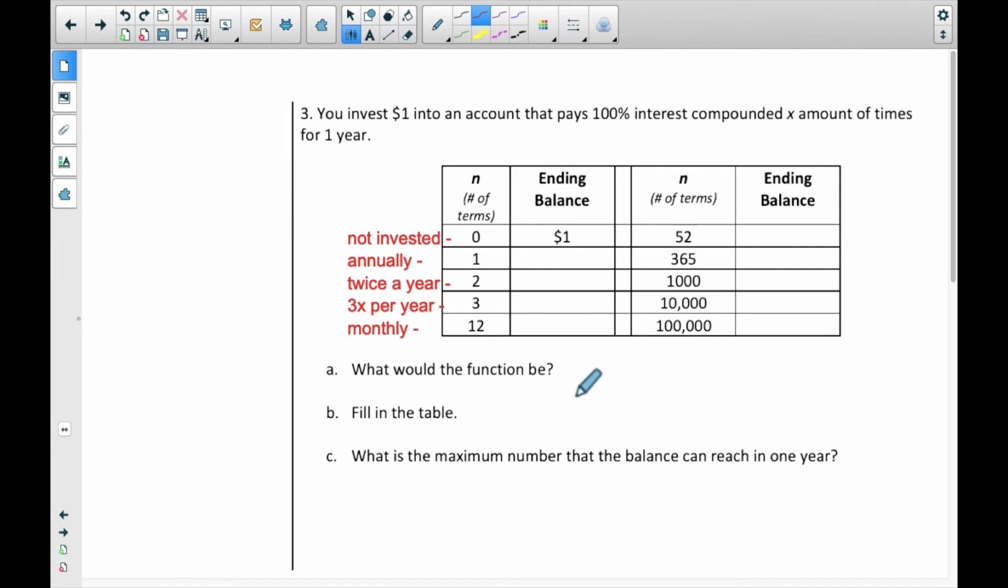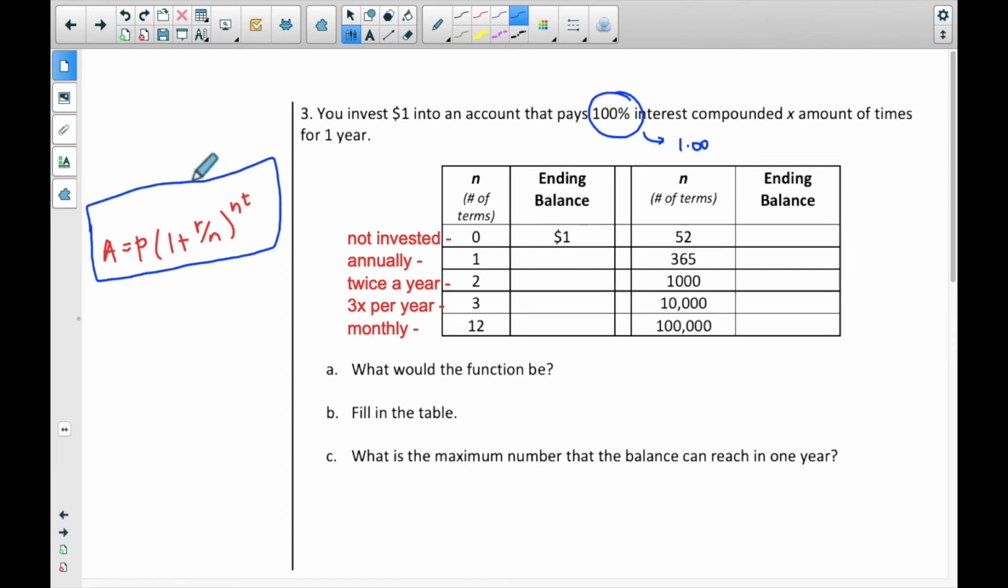Remember our function from the other side. Okay, let's use this function along with the idea that it's paying 100% interest. Remember, for percent, we move it over 2 places. So this is a 1.00 for percent. Let's see what that function would be. It's going to start with A equals. We start with $1. The inside of our parentheses is always 1 plus the rate divided by the number of terms. So I have the different n's here. Our rate is 1. Our number of terms is n.